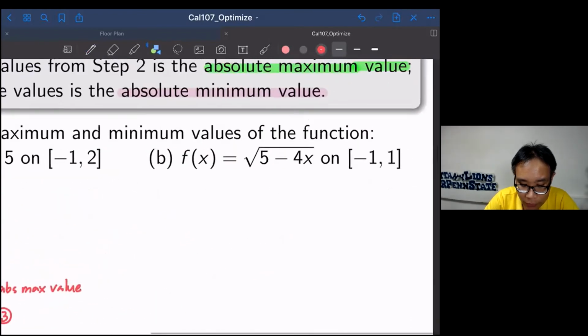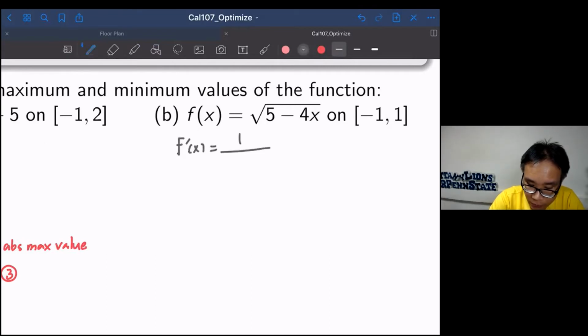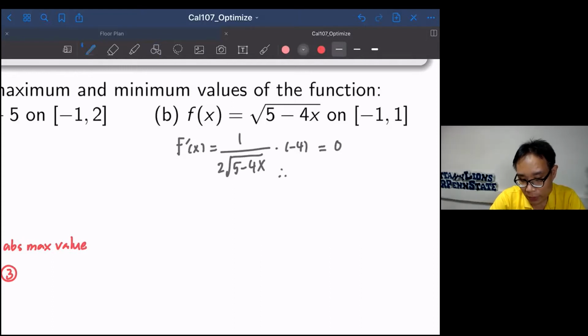The next one, you have f(x) equal to the square root of 5 minus 4x on the interval negative 1, 1. You differentiate this in order to find the critical numbers first. So f prime of x equals 1 over 2 root 5 minus 4x, times the derivative inside, which is negative 4, and you solve for 0. You get negative 4 equal to 0, so there is no solution.